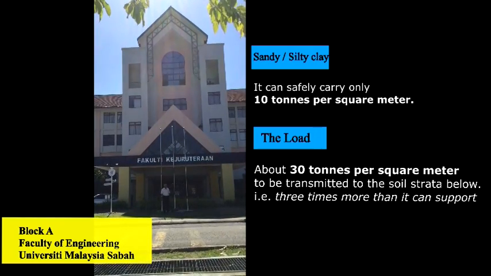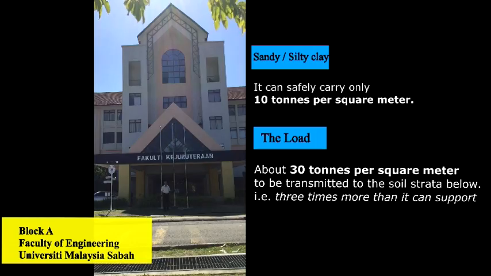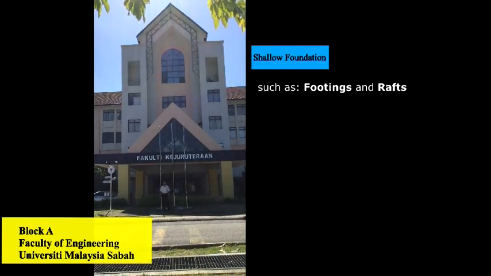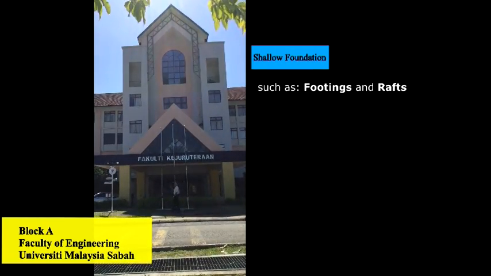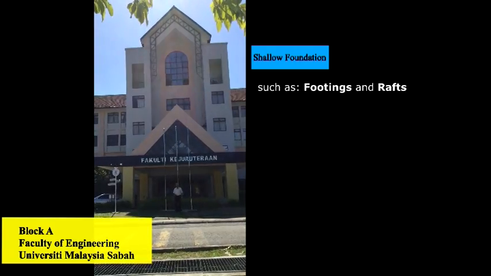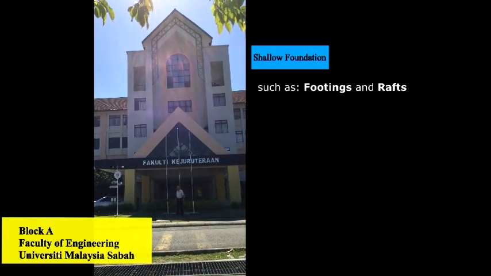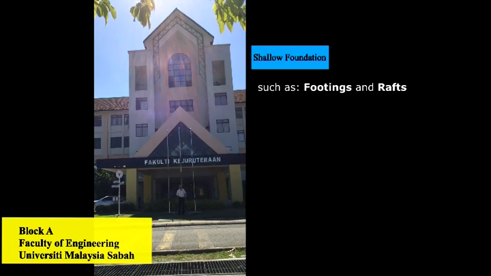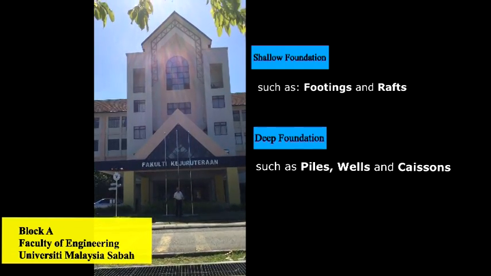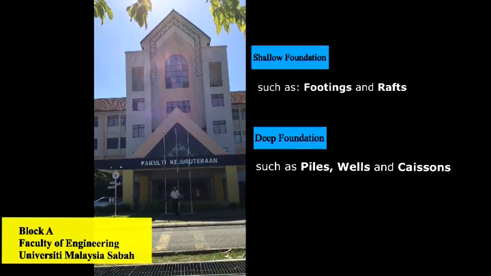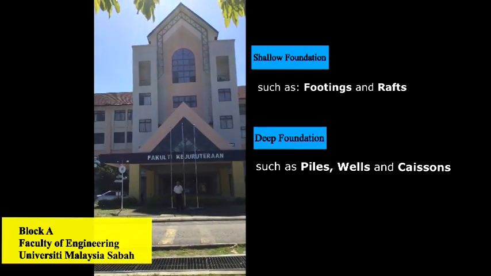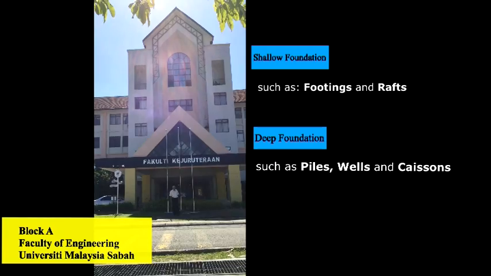This interfacing structural element is called the foundation. This can be done by providing shallow foundations such as footings and rafts, called shallow since the foundation is near the ground surface, or a deep foundation such as piles, wells, caissons, etc., as per the needs of the superstructure and the existing soil strata at that site.